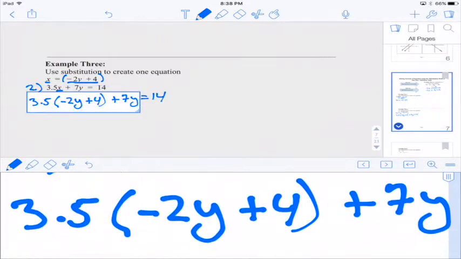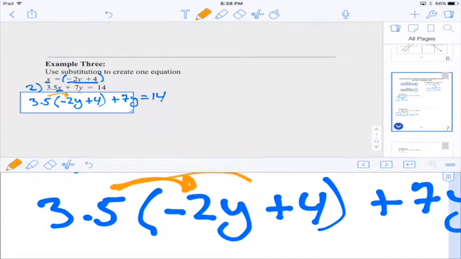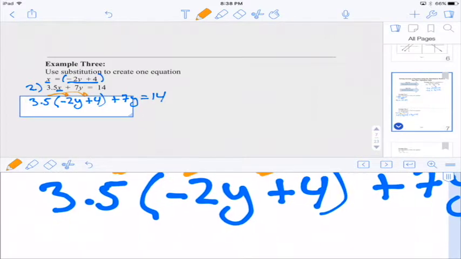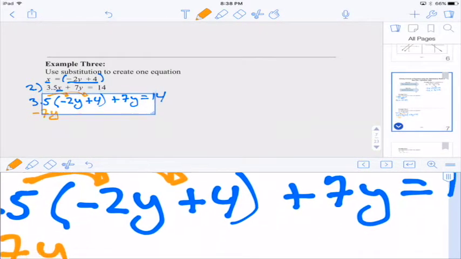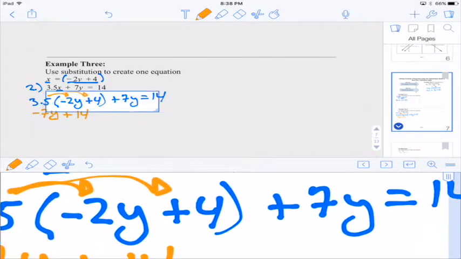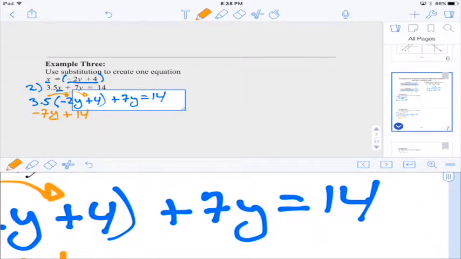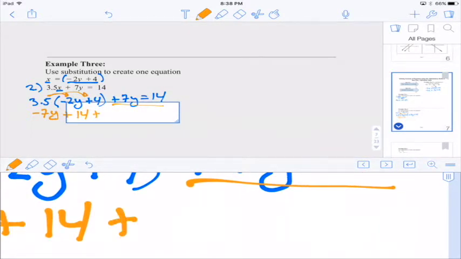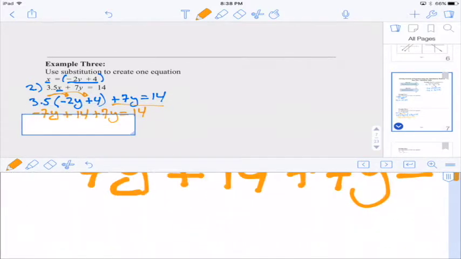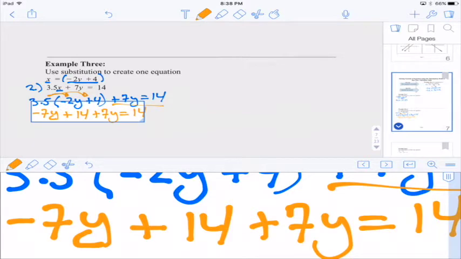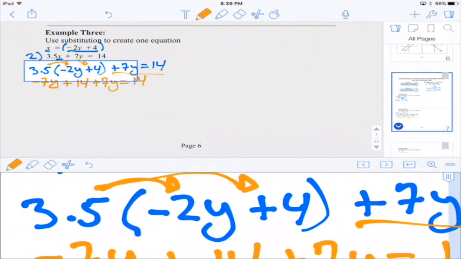And now just to simplify, I'm going to distribute. So 3.5 times negative 2y and 3.5 times 4. 3.5 times negative 2y is negative 7y, and 3.5 times 4 is 14. That was my distributing. And then I still have plus 7y equals 14. You see how I used to have x and y in this equation, and now I only have y, which is the whole point of this substitution. I had 2 variables, and when I made the substitution, I went down to 1. So that was part 1. Now go ahead and watch part 2.